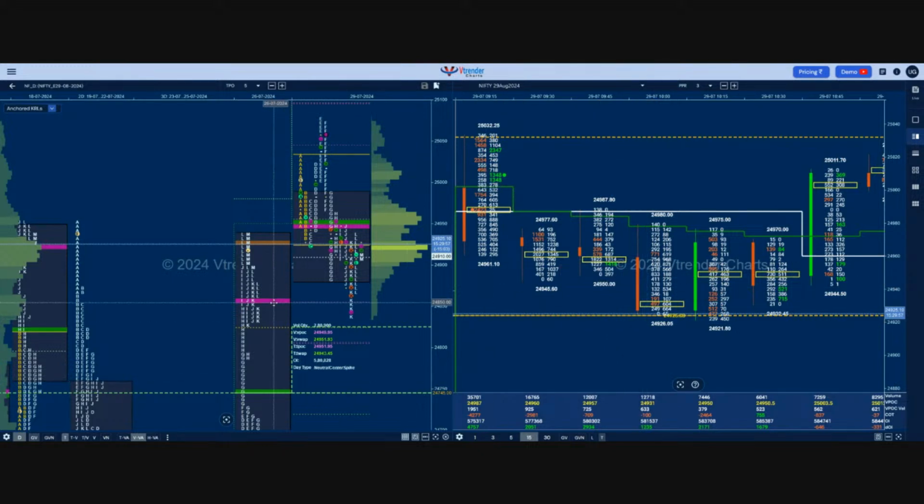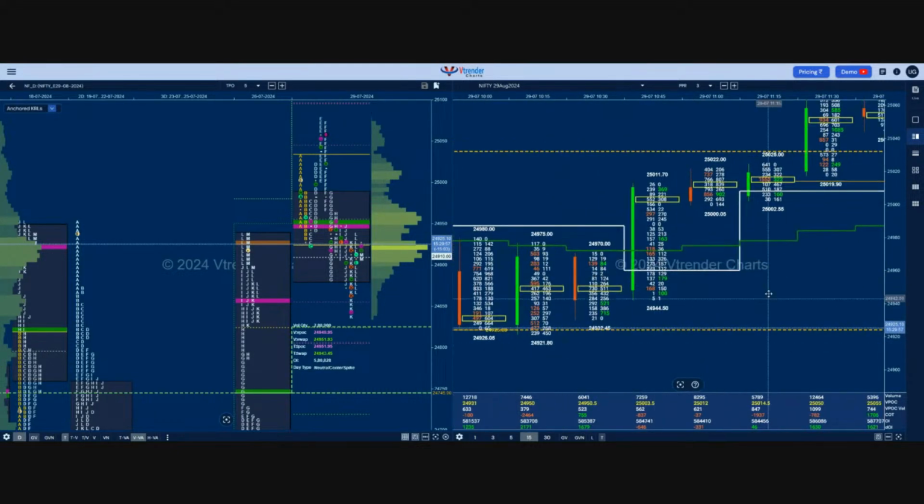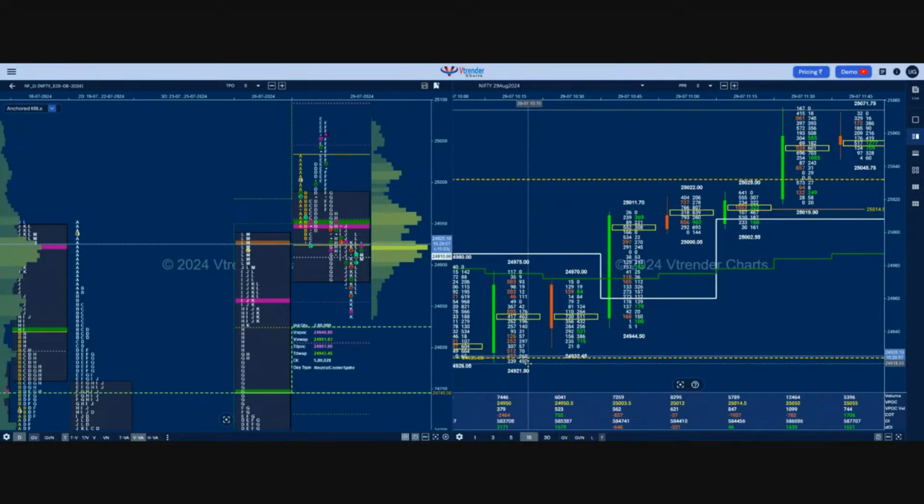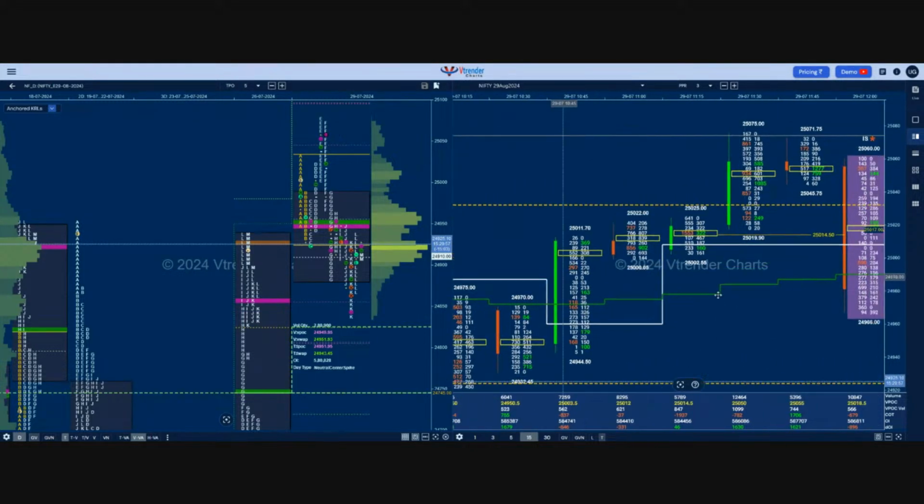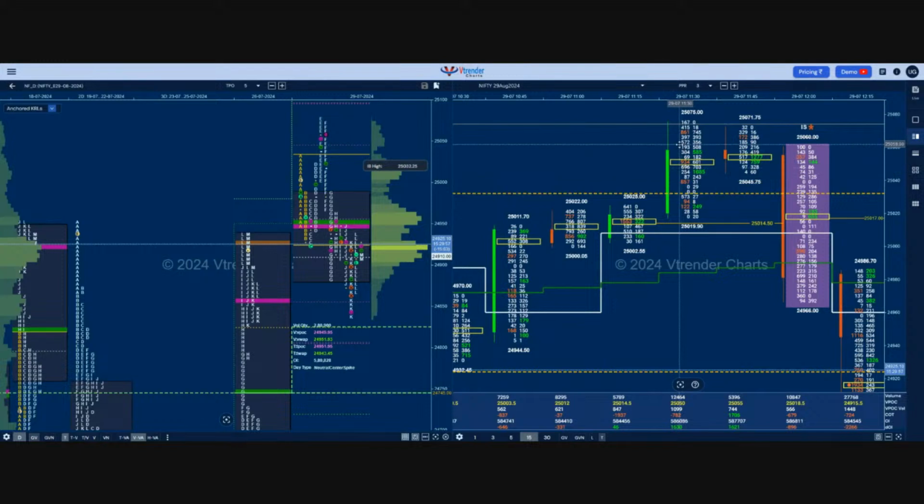We were expecting this POC of 24859 to be tagged, but what we got was the typical C-side move, and that C-side stalled right at this HVN of 24925. So this was not giving a gate pass, and from here we went on to make new highs, and we in fact confirmed a failed auction at this 24921 level. But again, once we made those highs in the E period, there was no follow through. Once we make the range extension, the IBH becomes our first support.